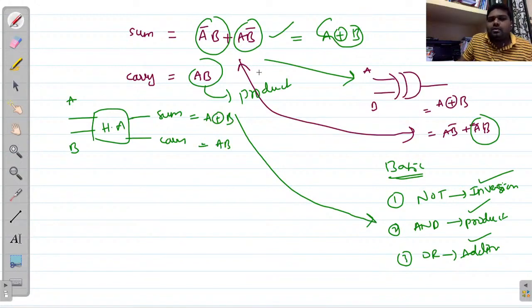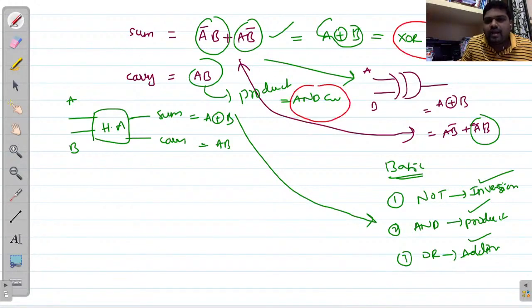So for A XOR B we require an XOR gate, that is clear. For this product we require an AND gate. With the help of an XOR gate and an AND gate, we are able to construct this half adder circuit. So first I am taking an XOR gate here. After that I am taking one AND gate here.